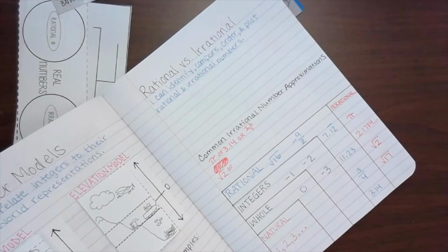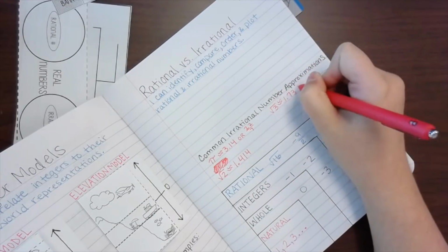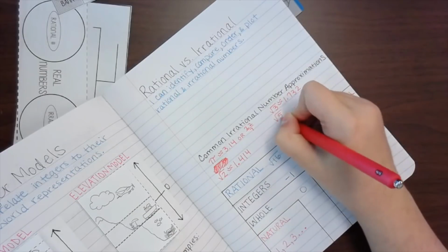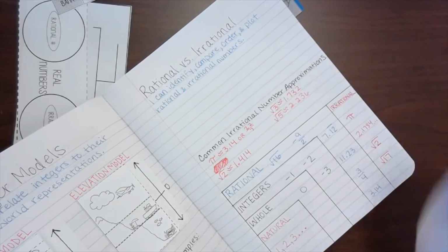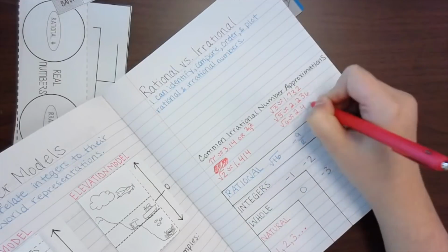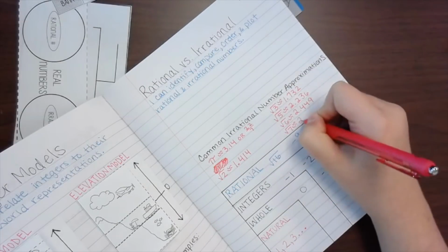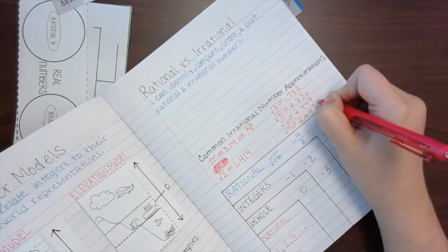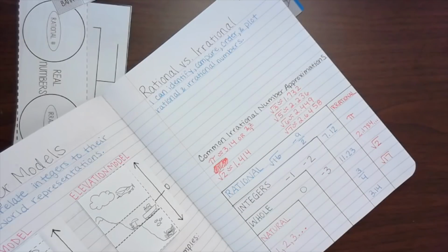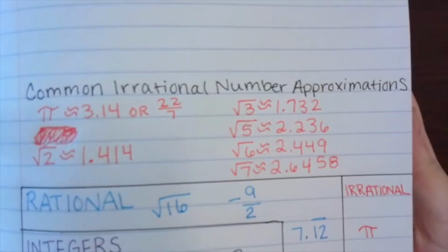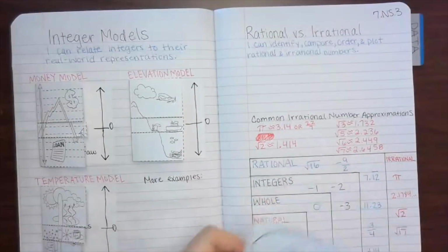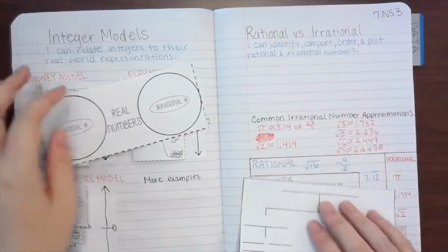The square root of 2 is approximately 1.414. The square root of 3 is approximately 1.732. The square root of 5 is approximately 2.236. The square root of 6 is approximately 2.449. The square root of 7 is approximately 2.6458. Notice how I'm not writing the equal sign with straight lines. You make wavy lines to indicate that this is not exactly the value of these numbers. It is only an approximation or an about answer.